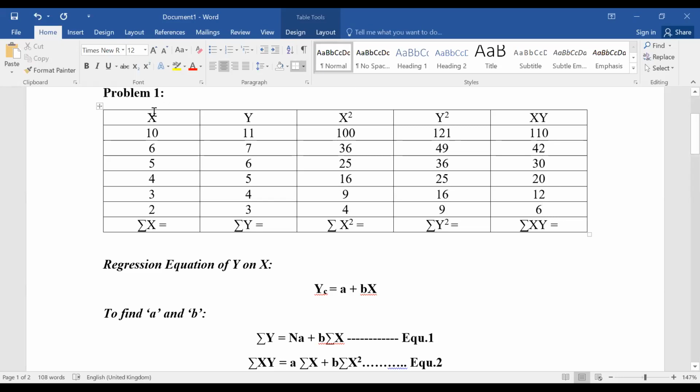Everyone got these values? Please, if I make any mistake, let me know. Okay, now you got these values, and you guys can tell me the answer: what is the summation x, what is the summation y. What is the summation?